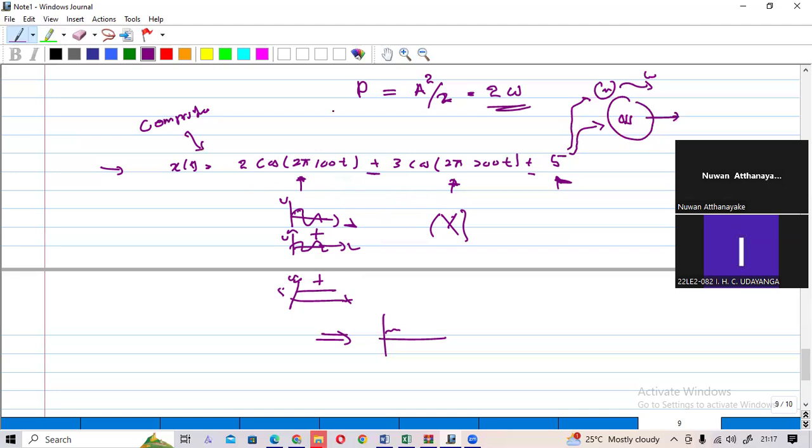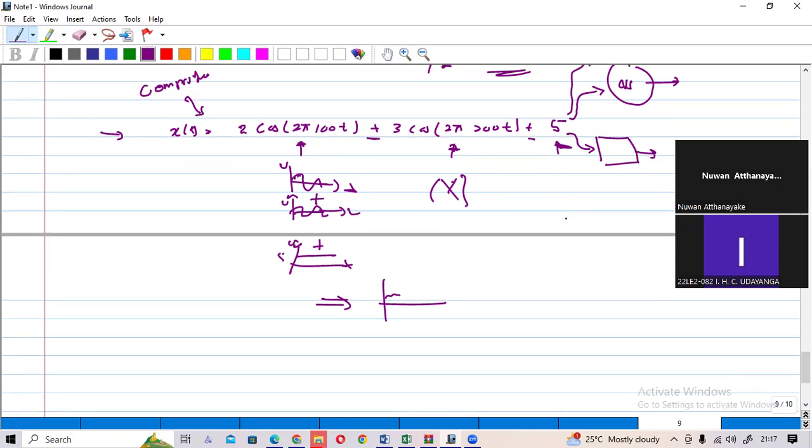But if I ask you to draw the spectrum analyzer output, that means if you send this through the spectrum analyzer, what kind of signal can you see? What type of signal maybe you can see? Can you think? Now if we send this signal through a spectrum analyzer, it will show us the signal in frequency domain.